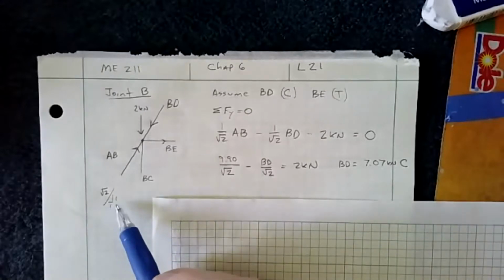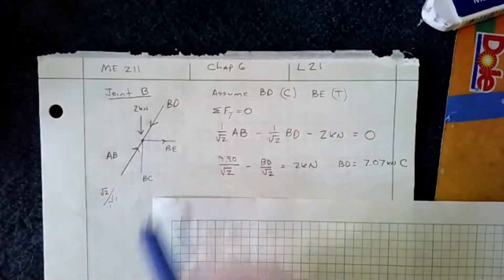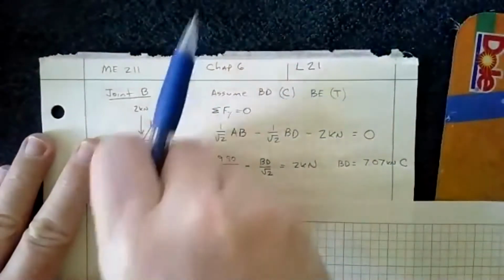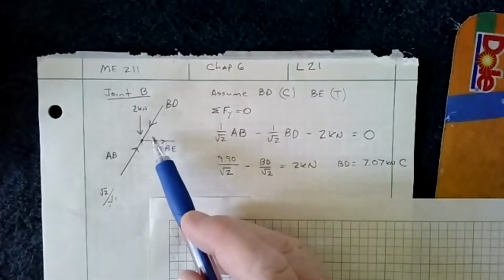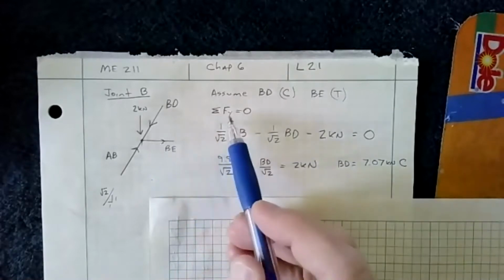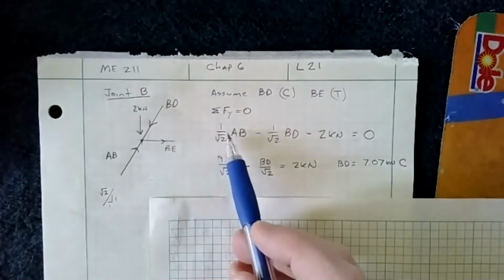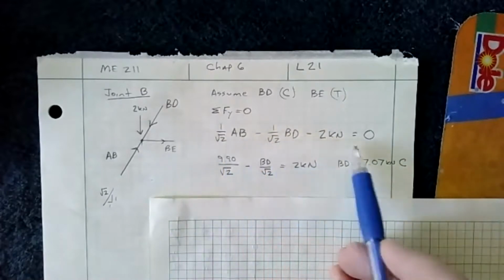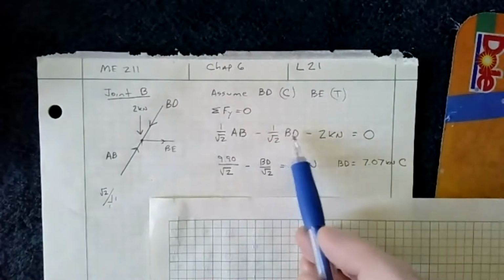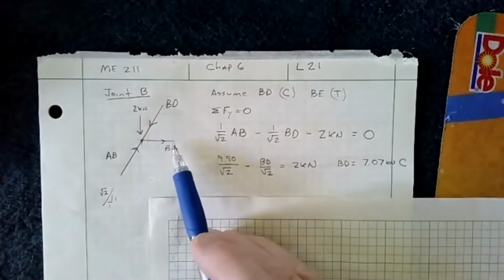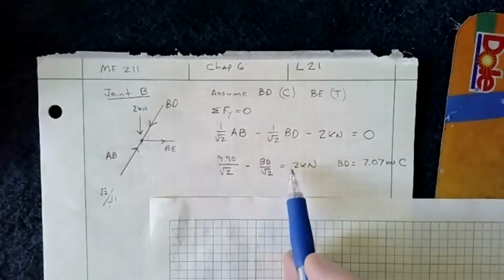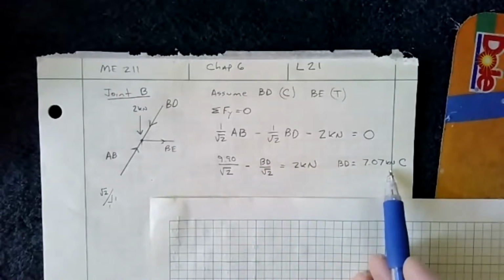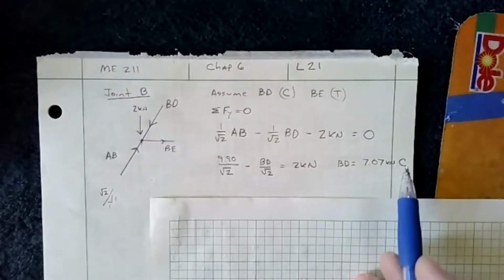So we know that it's still a 1, 1, root 2 on the 45 degree. We can essentially erase BC, leave it there. And so I'm assuming in this case BD is in compression, BE is in tension. I'm going to sum the forces in the Y. 1 over root 2 AB minus 1 over root 2 BD minus 2. And because I only have one unknown, I can just solve directly since BE is a horizontal force. So 9.9 for AB plugged in there minus that equals 2. I get BD equal to 7.07 kilonewtons, and that's it, compression.